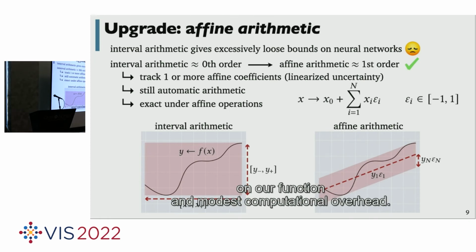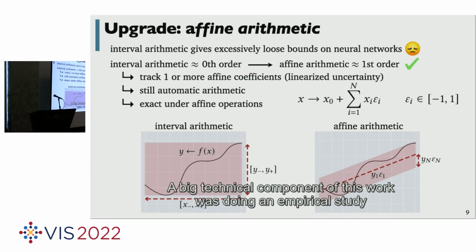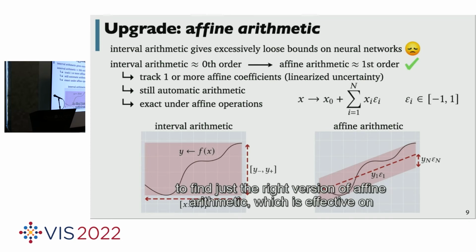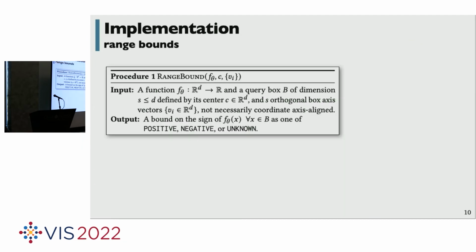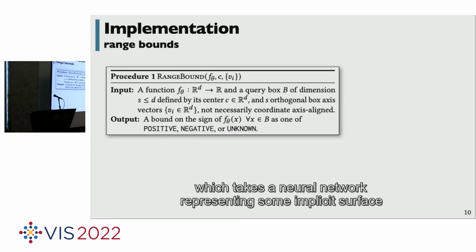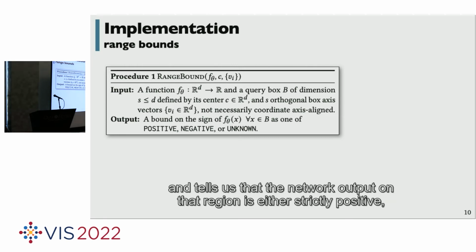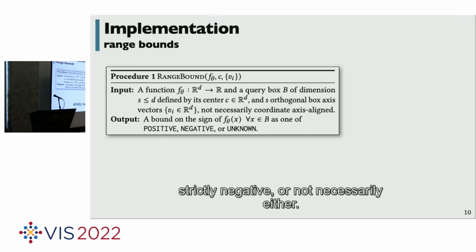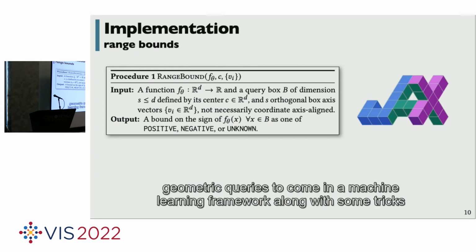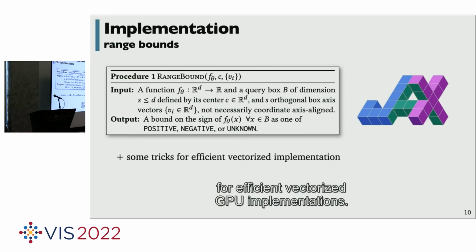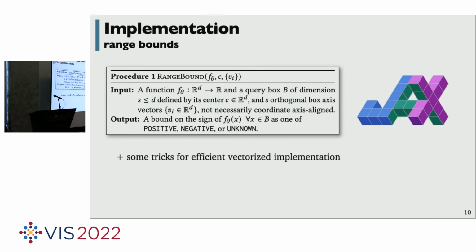modest computational overhead. A big technical component of this work was doing an empirical study to find just the right version of affine arithmetic, which is effective on these kind of neural networks that we use to represent implicit surfaces. So we condense all of this down into a subroutine, which takes a neural network representing some implicit surface and a bounded region of inputs that we're interested in, and tells us that the network output on that region is either strictly positive, strictly negative, or not necessarily either. We implement this routine, as well as the high-level geometric queries to come, in a machine learning framework, along with some tricks for efficient vectorized GPU implementations.